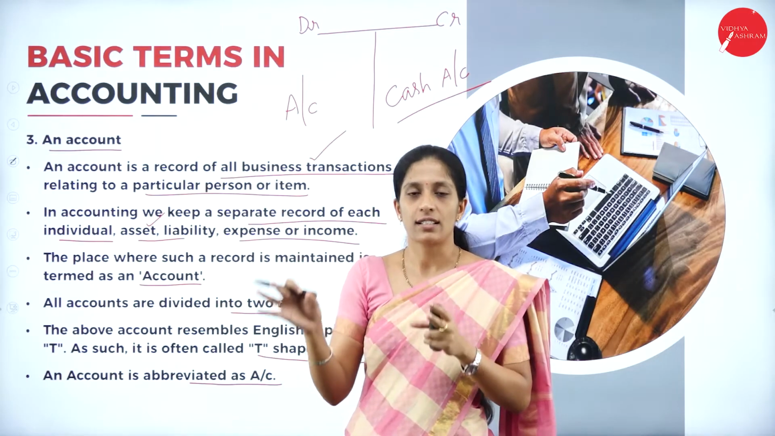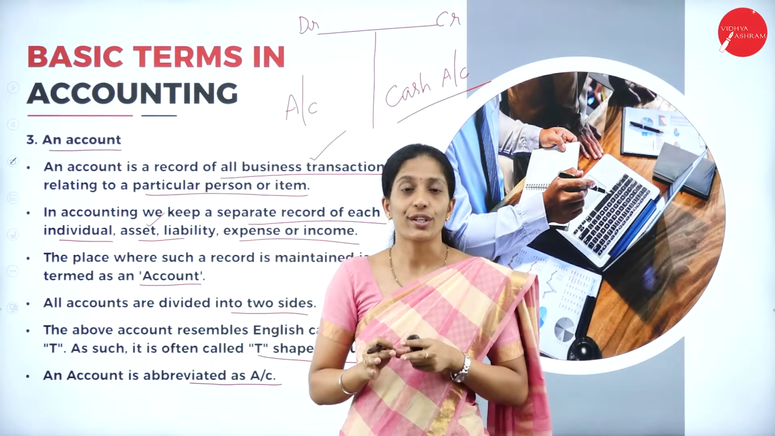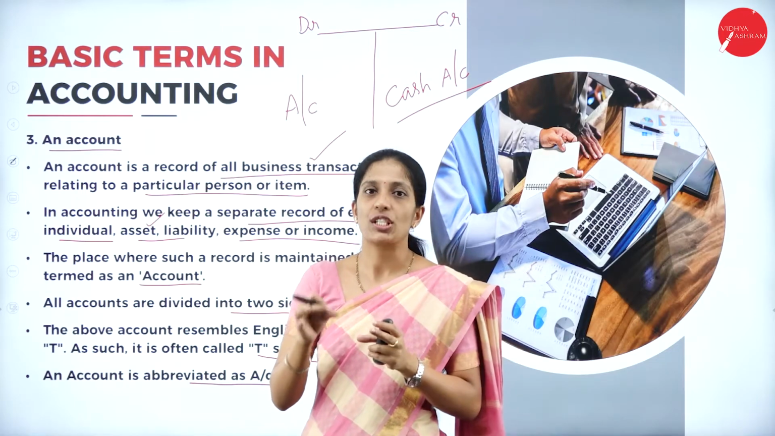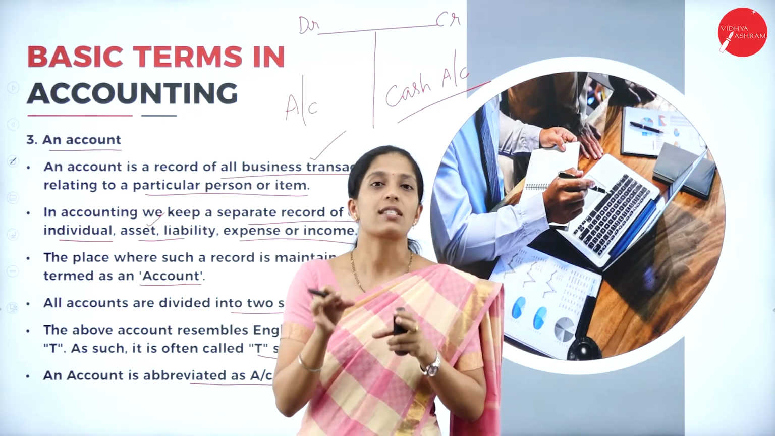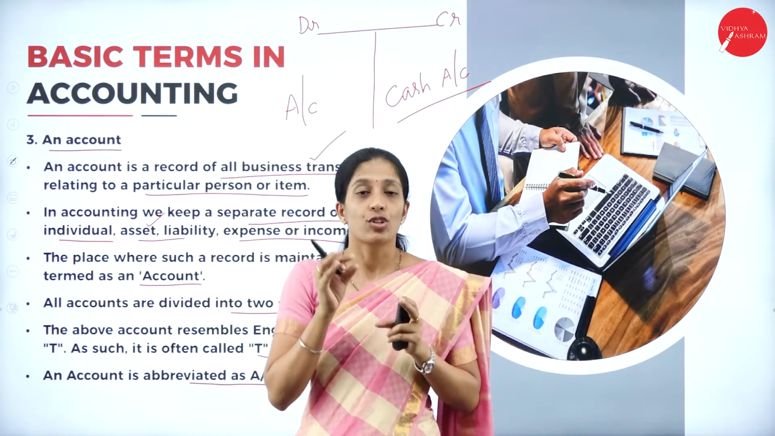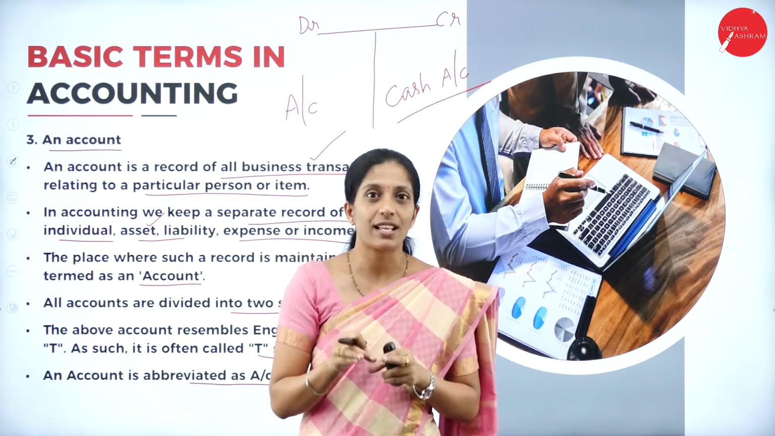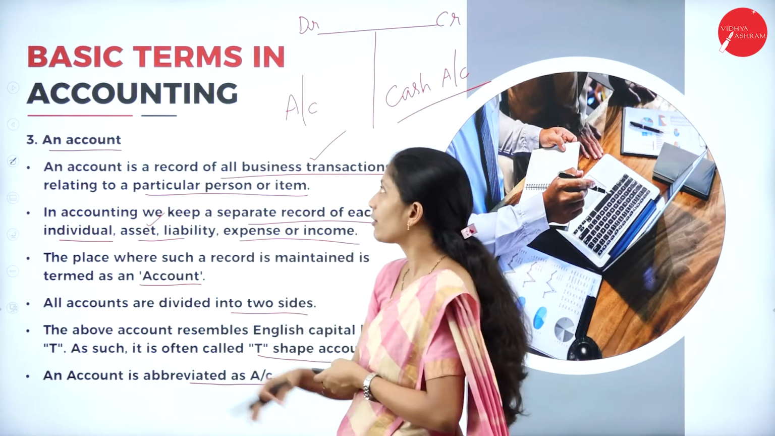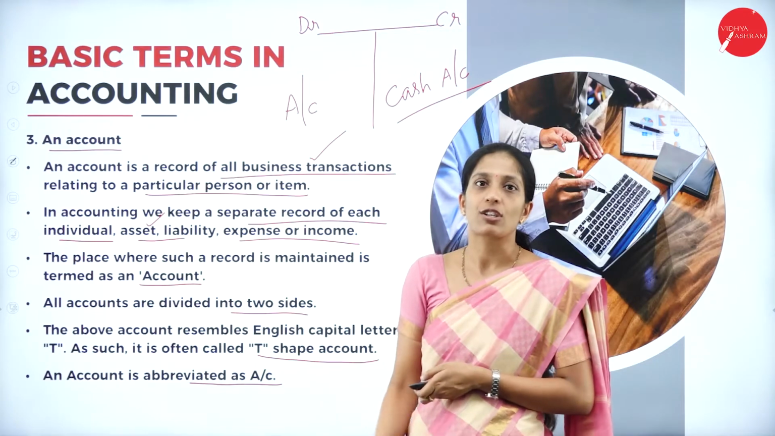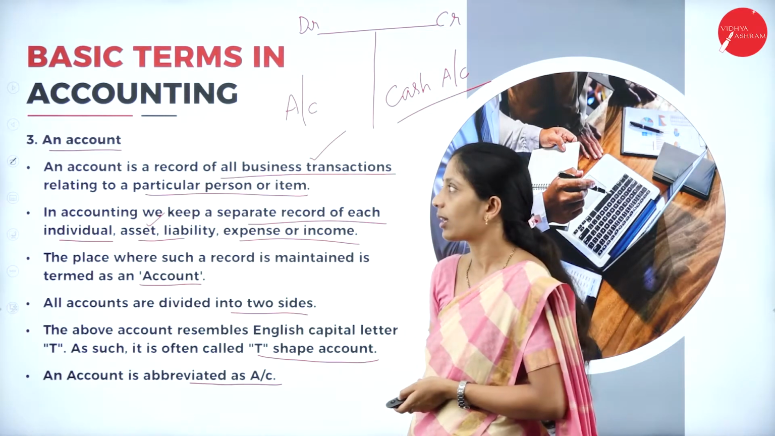It is in the form of T where we classify the items into individual things, that is, we place them into a particular place. Depending upon the nature, we place them into a particular place, which is called an account, and it will be in the shape of T. So it is called a T-shape account.